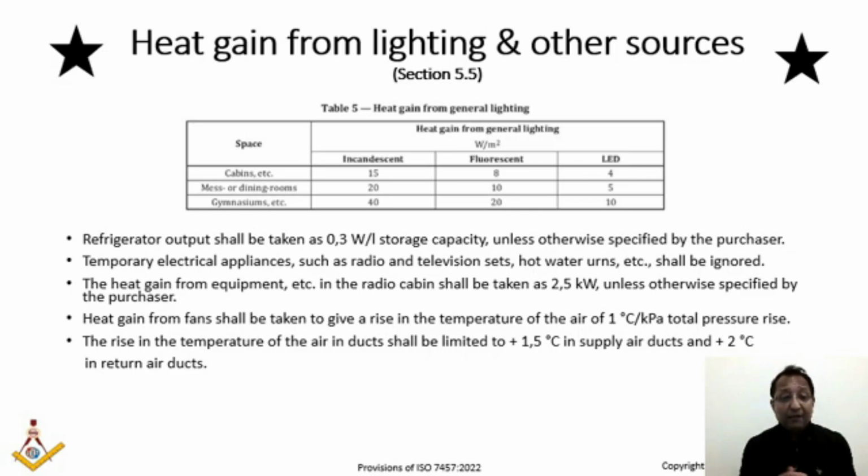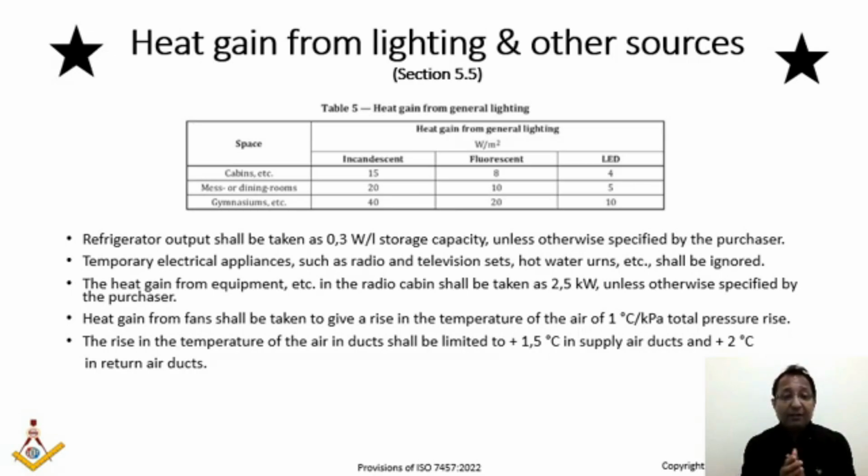One more important factor is the heat gain from the fans, which shall be taken to give a rise in the temperature of the air of 1 degree Celsius per kPa of the total pressure rise. The rise in temperature of the air in the ducts should be limited to 1.5 degrees Celsius in the supply duct and 2 degrees Celsius in the return air duct. So this is also very important.